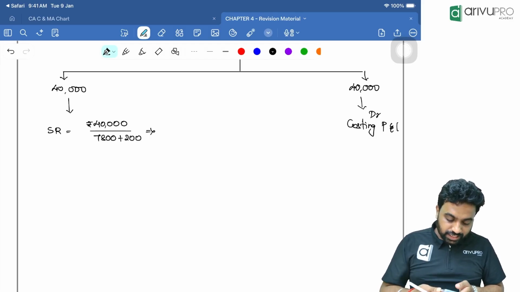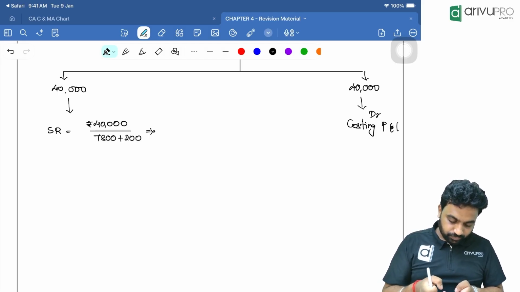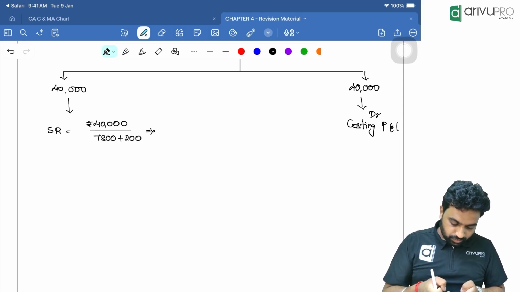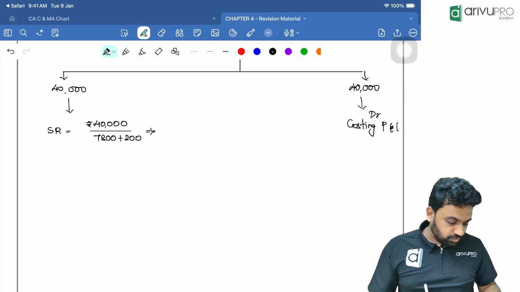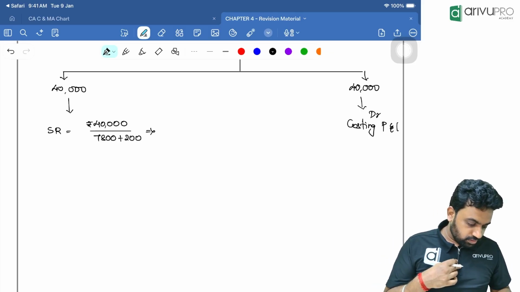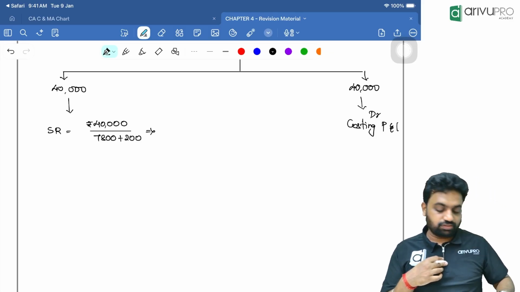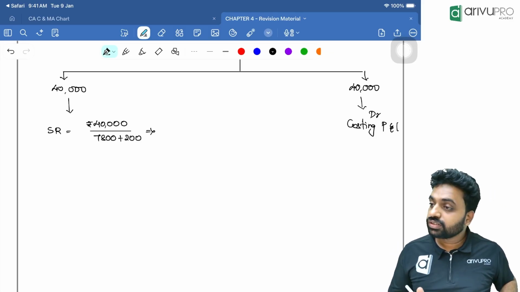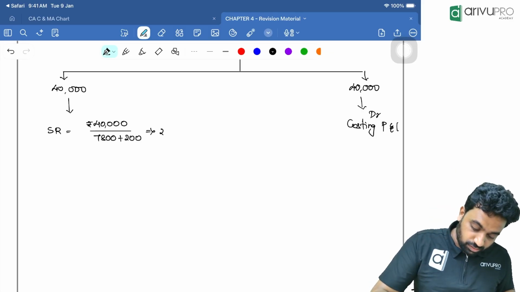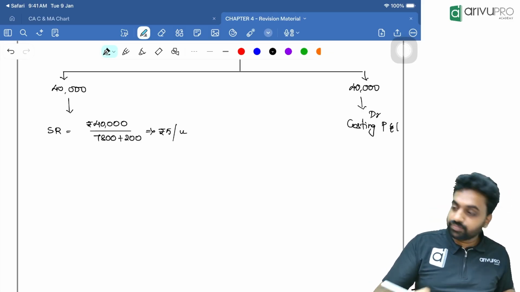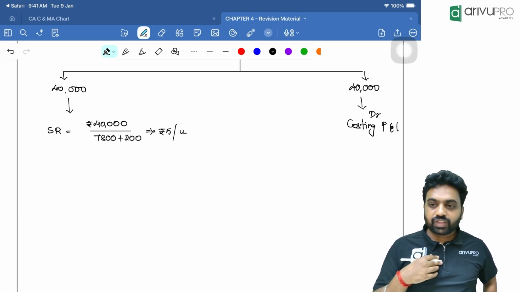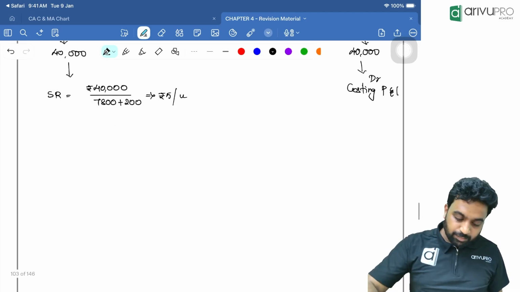That means total how much? How much? 5 per unit, not per hour. Please keep that in mind. Okay. Now listen. Supplementary rate done.